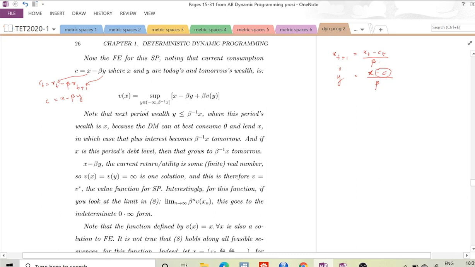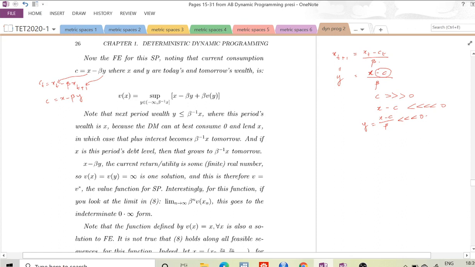Okay. But what is the smallest that it can be? There is really no lower bound because I can borrow anything I want. So if C is very, very large, so X minus C is something, no matter what my wealth X this period is, this can be very, very negative. And so X minus C by beta, my next period's wealth, can be very, very negative.